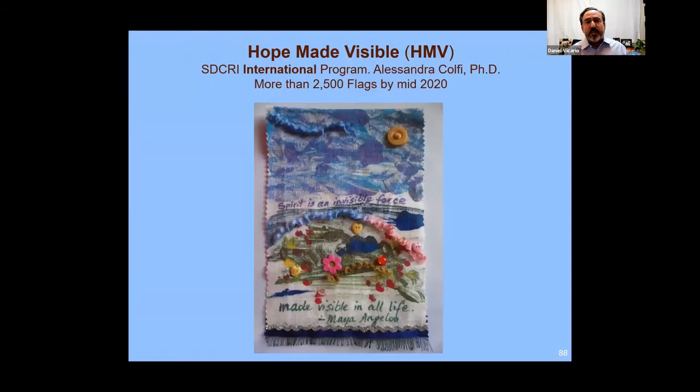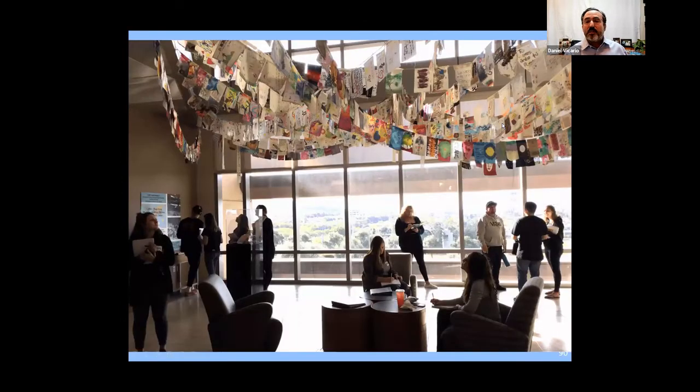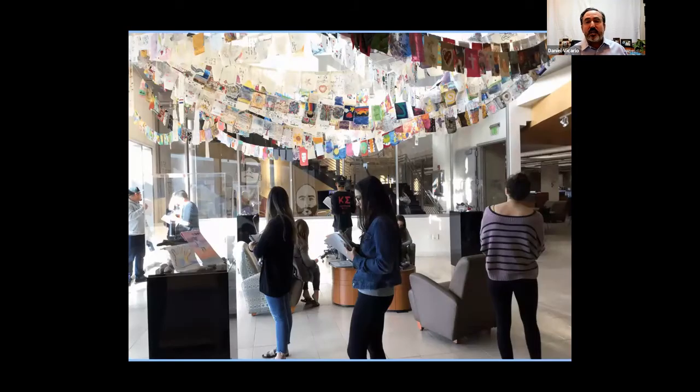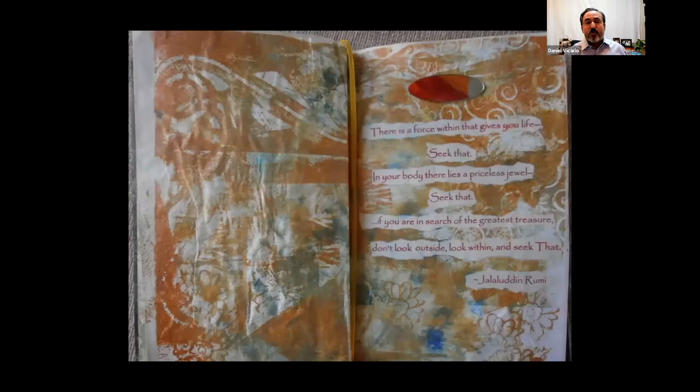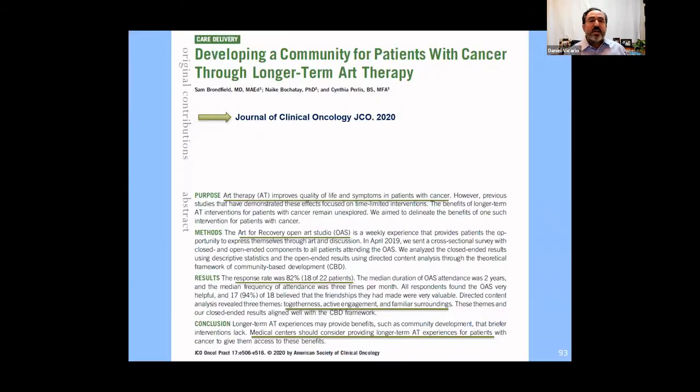There are also these prayer flags that are called Hope Made Visible. There are 2,500 flags from all over the world, actually. Here they're doing this with Alessandra at the cancer center. They were presented at different institutions and hospitals. But anyway, it's a beautiful program, and this is their artful journal.